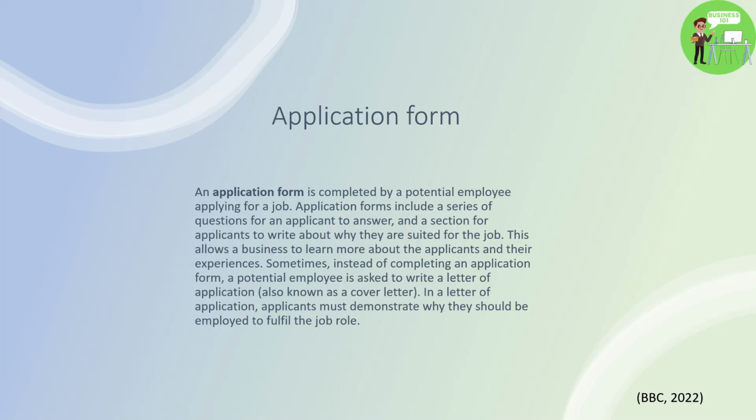Application form. So an application form is completed by a potential employee applying for a job. Application forms include a series of questions for an applicant to answer and a section for applicants to write about why they are suited for the job. This allows a business to learn more about the applicants and their experiences. Sometimes, instead of completing an application form, a potential employee is asked to write a letter of application, also known as a cover letter. In a letter of application, applicants must demonstrate why they should be employed to fulfill the job role.